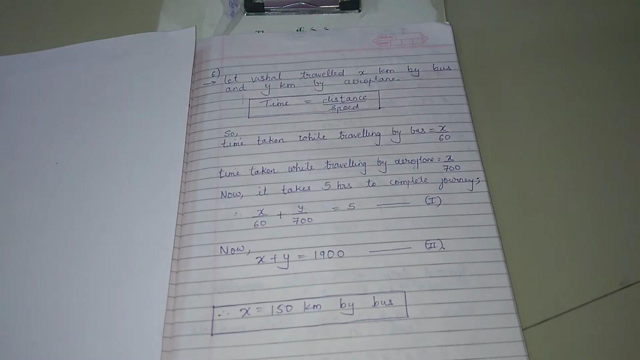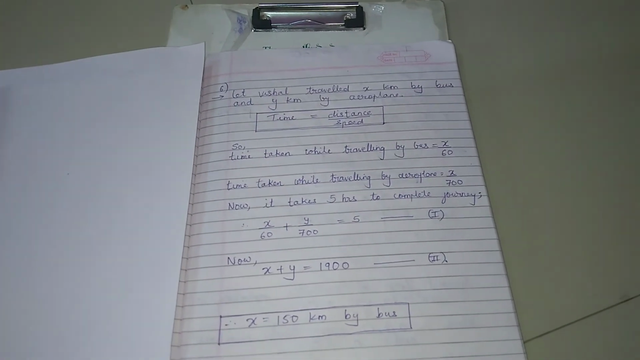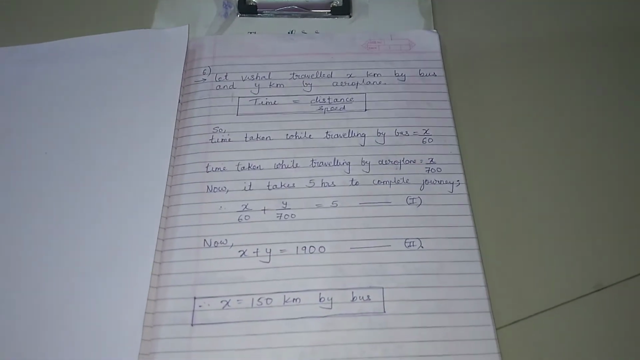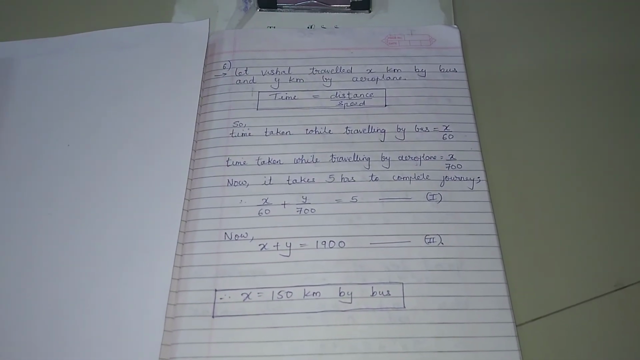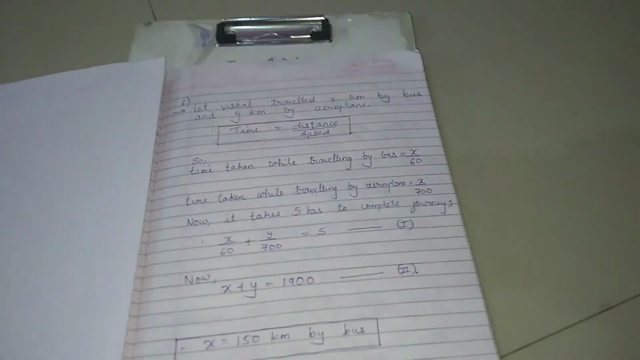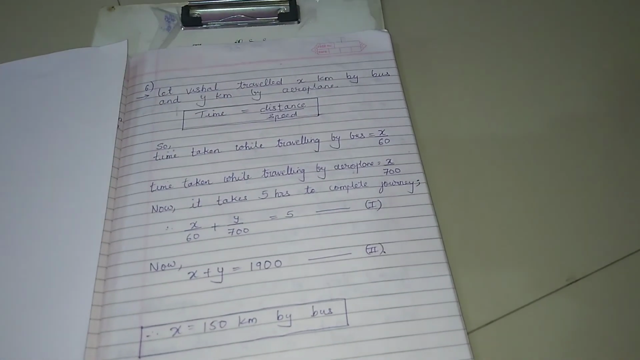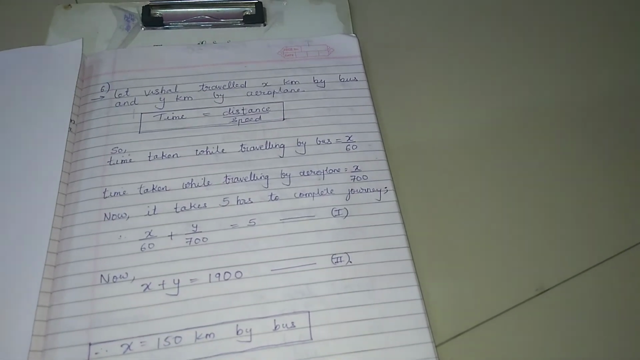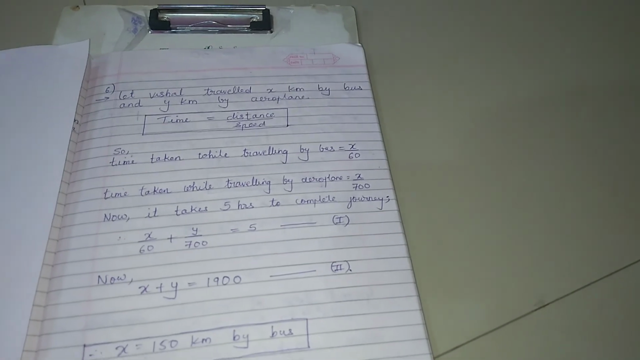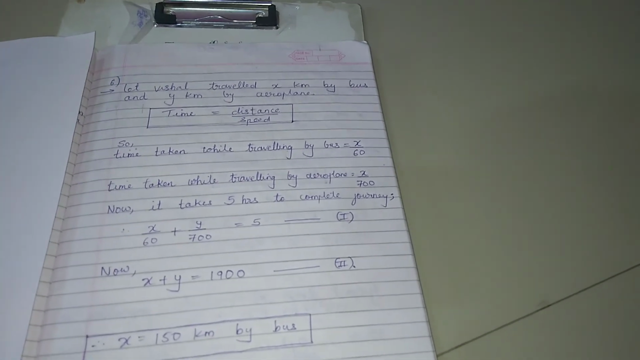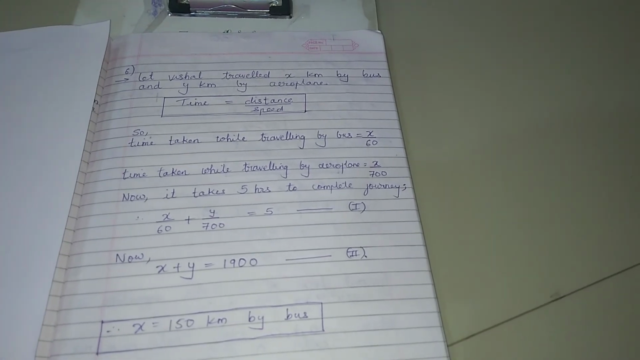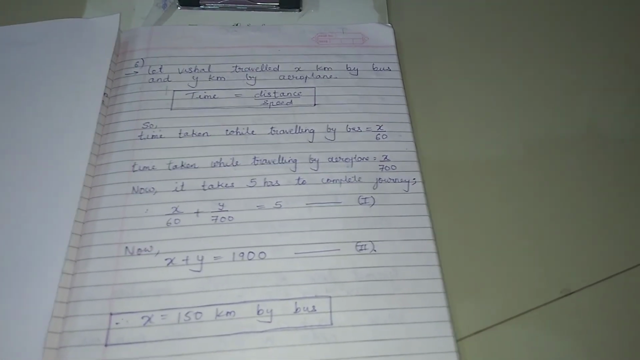Reading the sixth question for you. Out of 1900 kilometers, we shall travel some distance by bus and some by aeroplane. Bus travels with the average speed of 60 kilometers per hour and the average speed of the aeroplane is 700. It takes 5 hours to complete the journey. Find the distance we shall travel by bus.